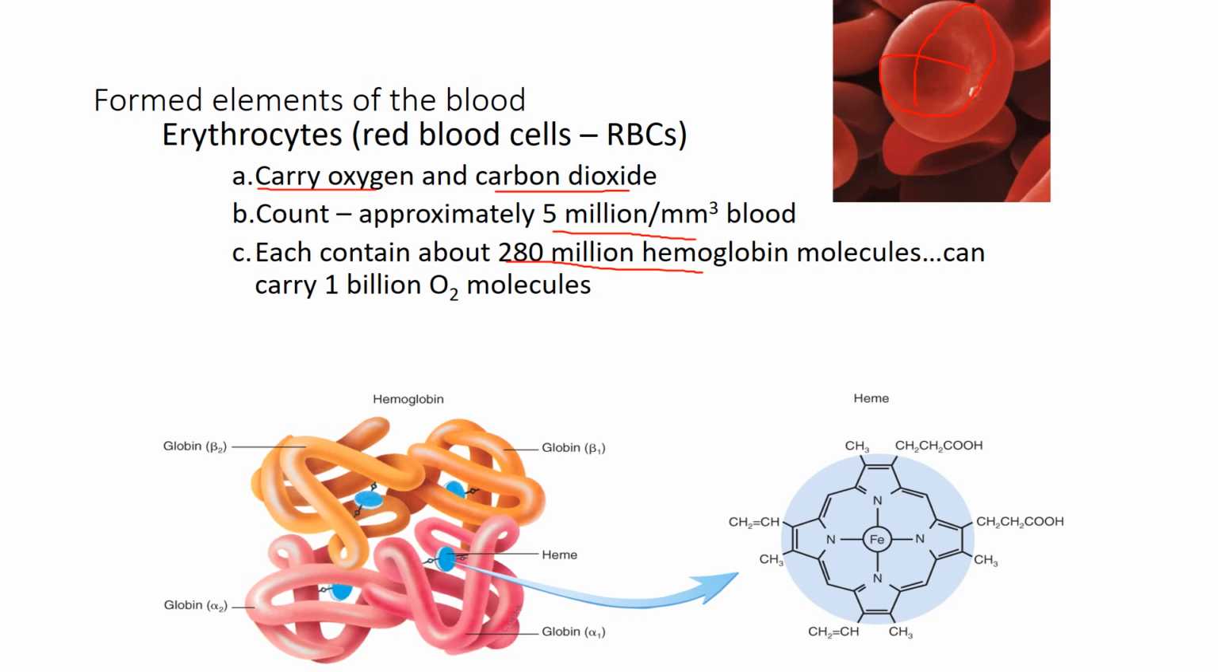Hemoglobin accounts for 1/3 of the cell's volume, and it consists of the protein globin. Here we have a molecule of hemoglobin with 4 different globin chains, and again there are 280 million of these hemoglobin molecules in one erythrocyte. Each globin has a heme group, shown here in blue, and each heme has a molecule of iron. Iron is what actually binds oxygen, so hemoglobin transports oxygen with iron being required for it.